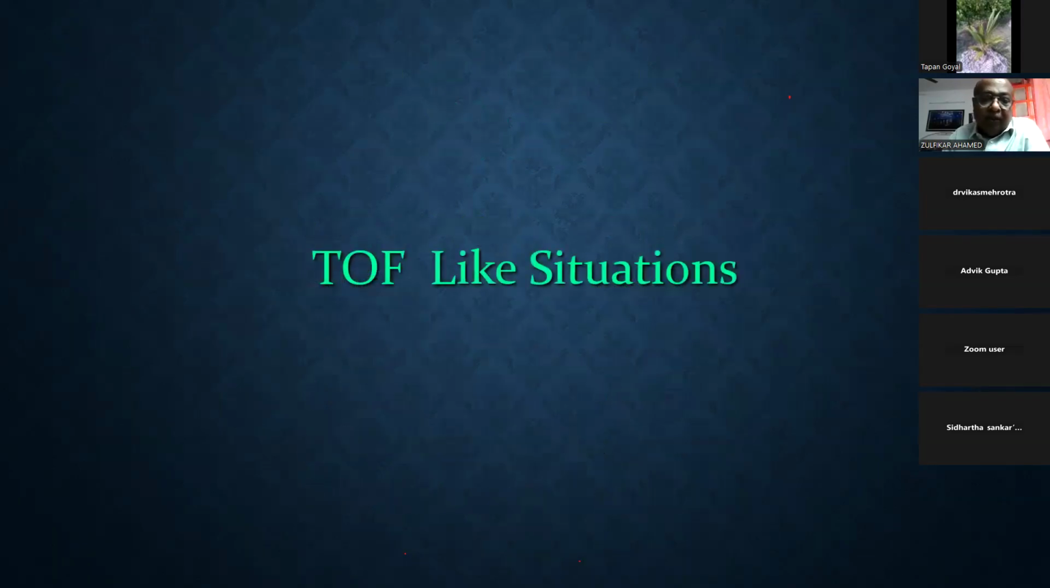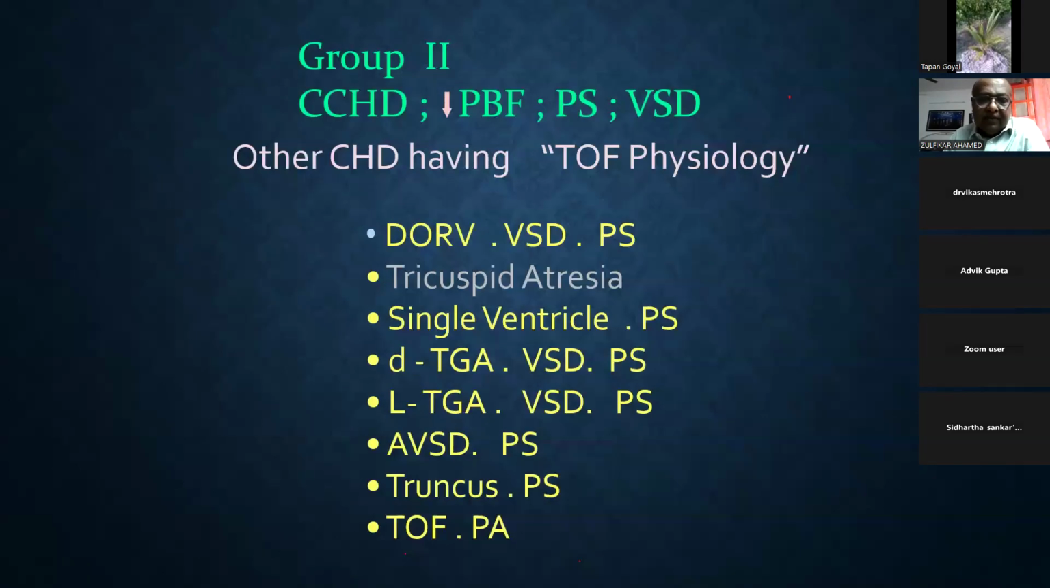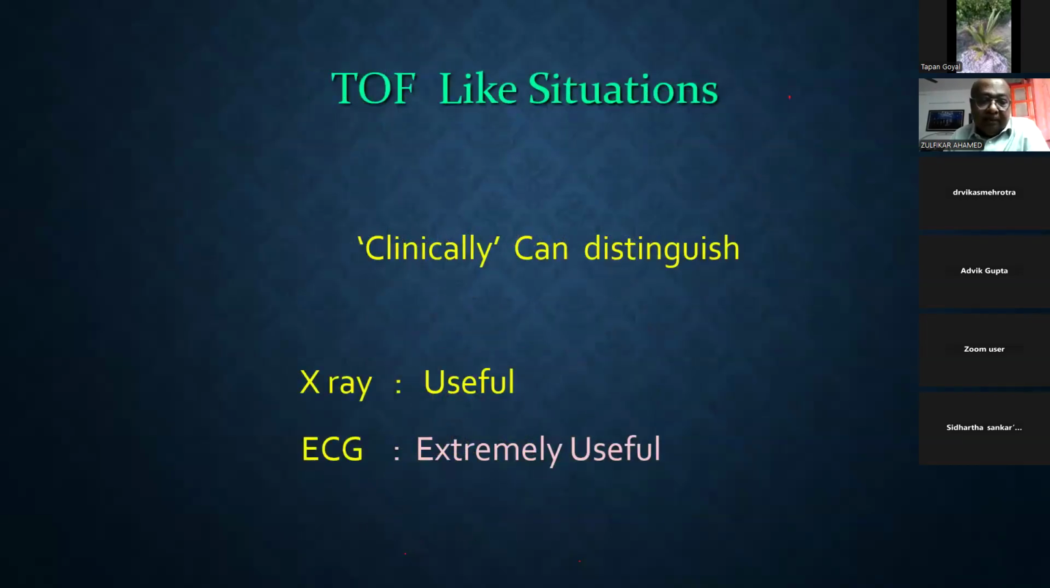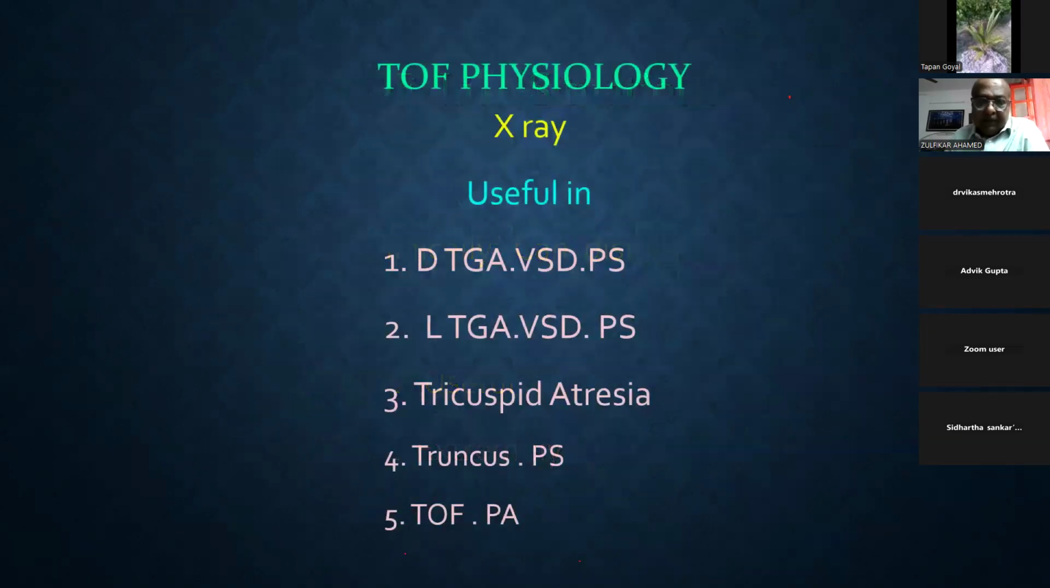Now we come to the TOF-like situations or a TOF-like physiology, which we will run through quickly. And clinically, you can try to distinguish. X-ray is useful, but ECG is extremely useful in this situation.